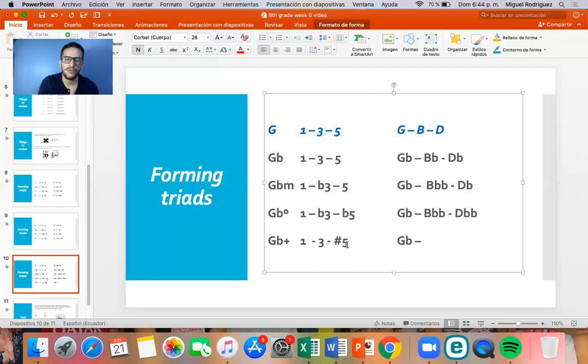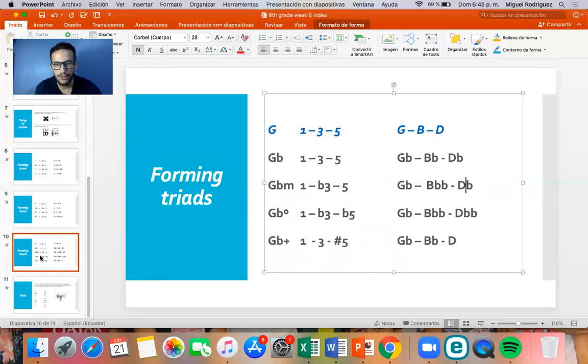And then we have 1, 3, and sharp 5 for G flat augmented. So we know the 1 is the same, G flat. The 3, we have it here, it's going to be B flat. And then the sharp 5. Since the 5 is D flat, the sharp 5 means you have to raise it a half step. So instead of D flat, it's going to be D, because D is a half step higher than D flat. Okay, so there we have it.